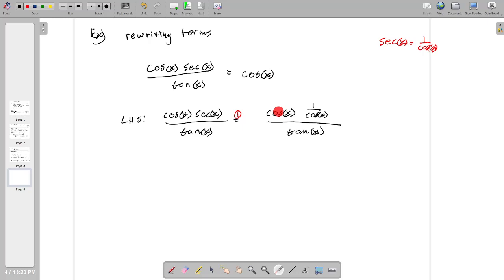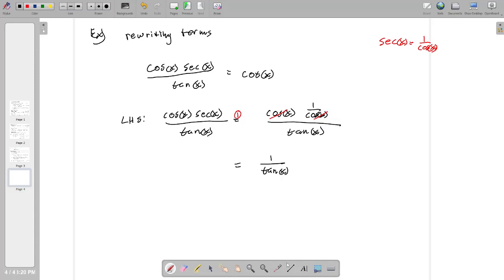Now we can see here that we have cosine times 1 divided by cosine. So these two actually cancel because you're both multiplying and dividing by cosine. So we can just cancel these. And this is then equal to just 1 divided by tangent of x.